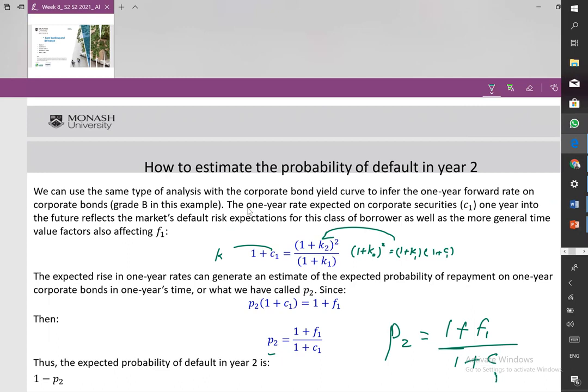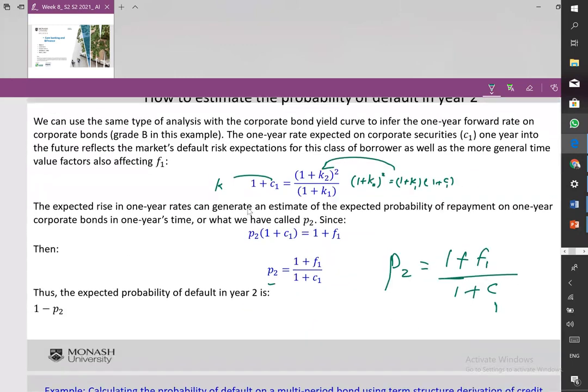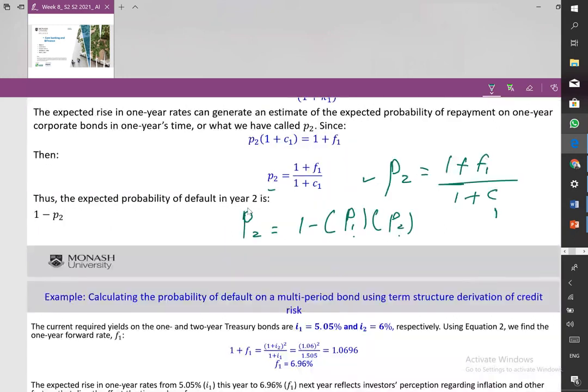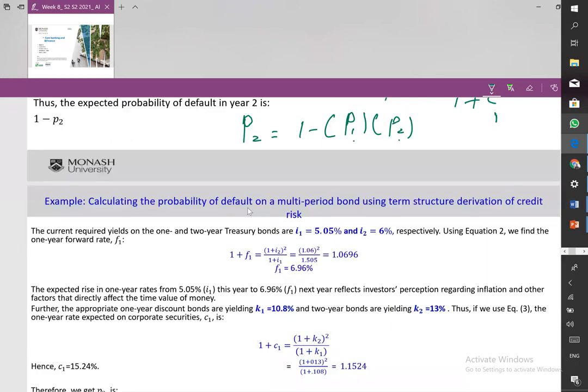And then if I know B1 and B2, of course, I can calculate the probability of payment over 2 years, which will be 1 minus the probability of payment of year 1, which I get here, and the probability of payment of year 2, which I get here. Probability of payment, I get it from the spot, no problem. It's just, I get it from the forward rates. And therefore, now we can give an example here.